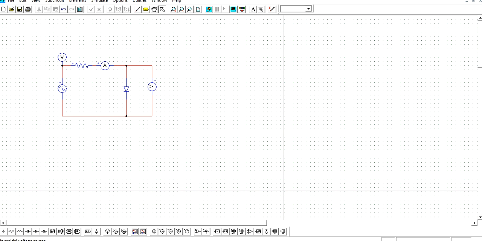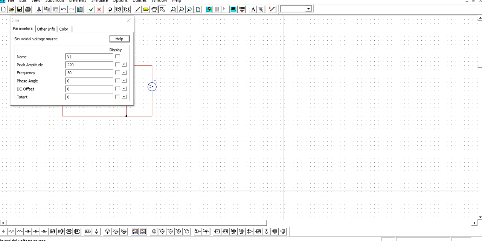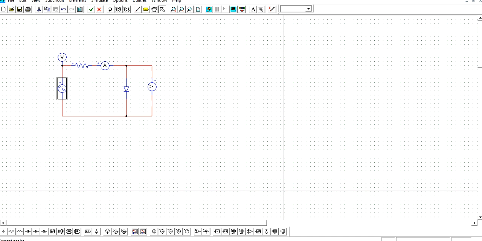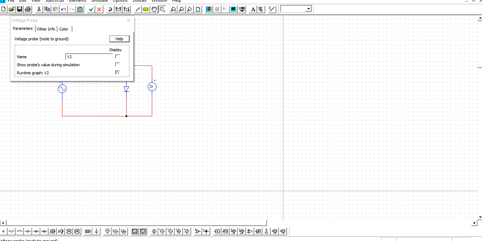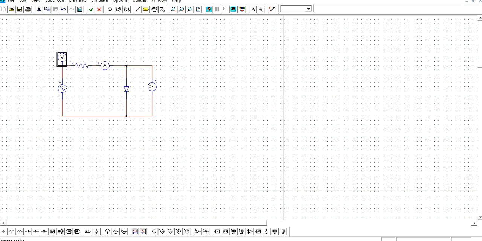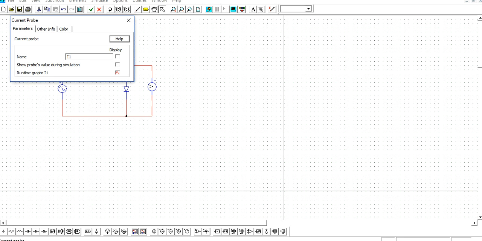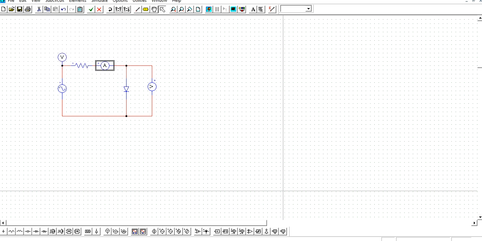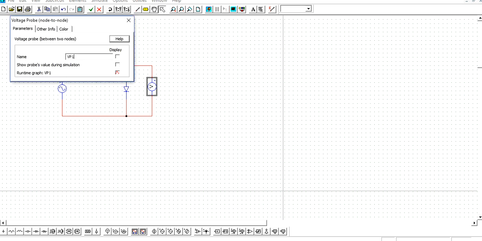Now we will give the values. For example, this one is 220 V, 50 hertz, already there. If you want to change the voltage or the frequency, you can change it here. You can also give the names. This is the input, so we give the name Vin here. This is I. This is V naught.